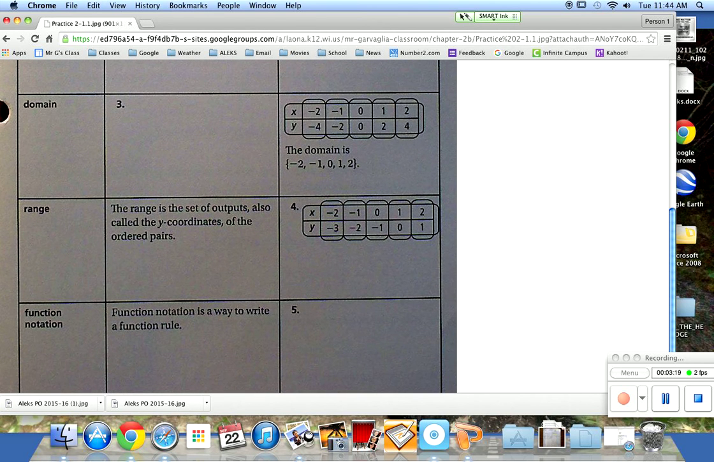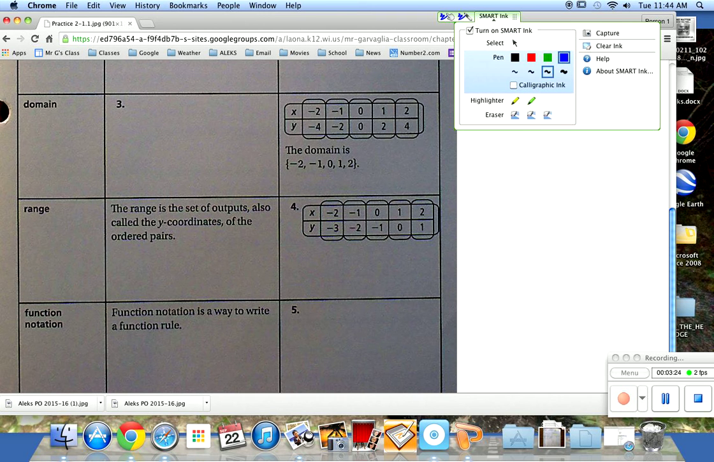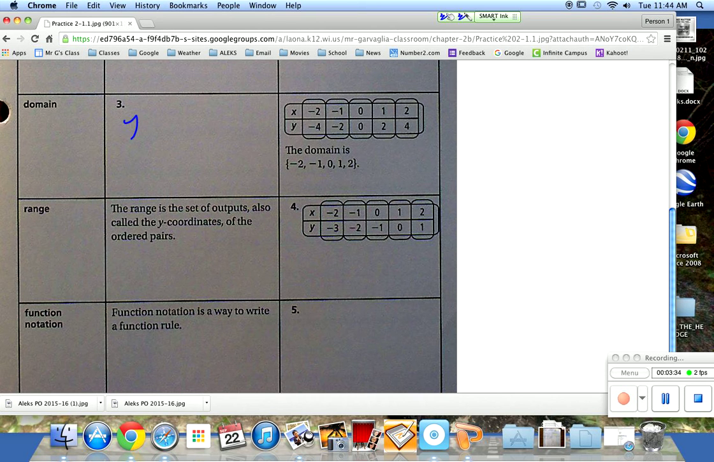Okay. A domain. A domain is going to be your x value. So a domain would be the x in the equation. If we had y equals 3x plus 1, your domain would be that x value. Or in a t-chart, it would be anything they would put into the x value. So domain is the x value of a function. It's what we're putting into a function to determine what the outcome is.